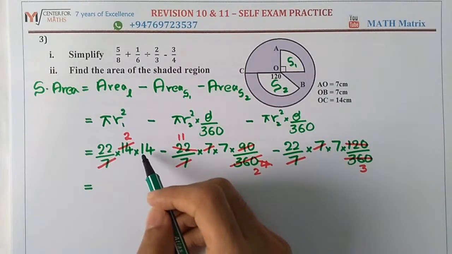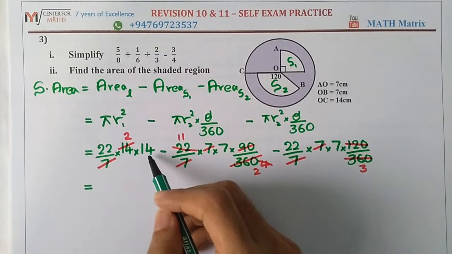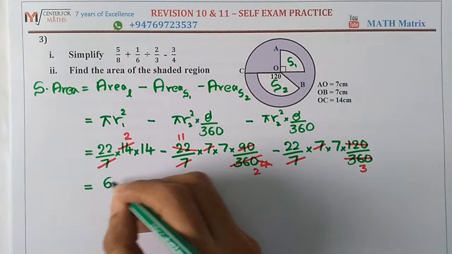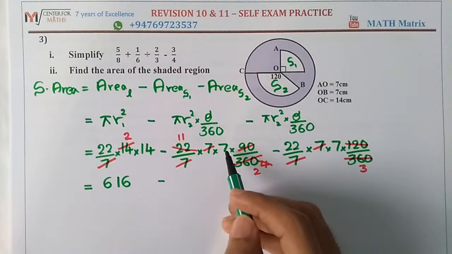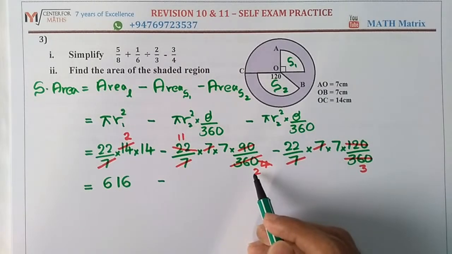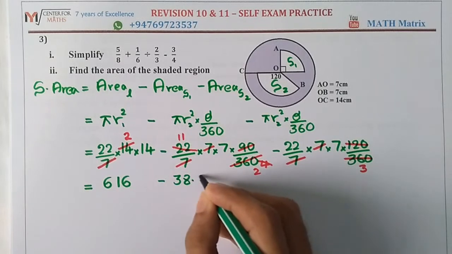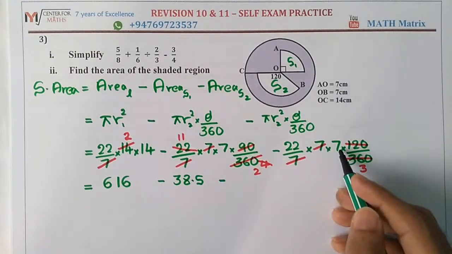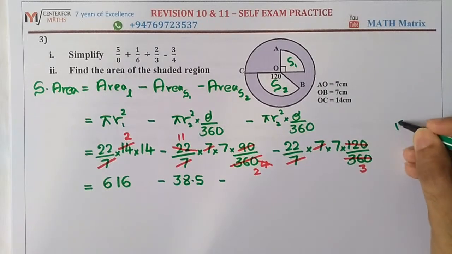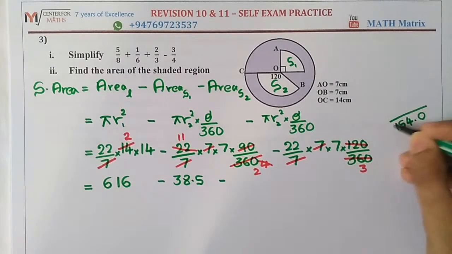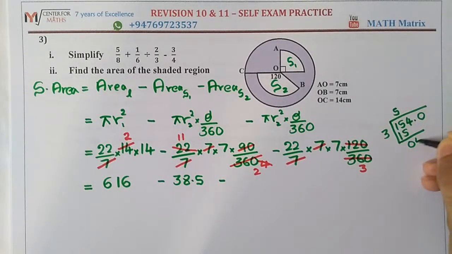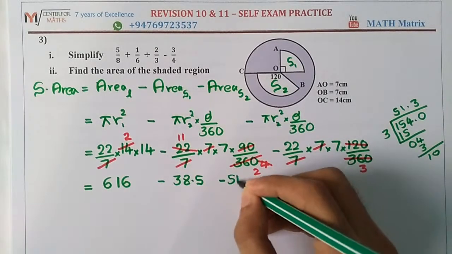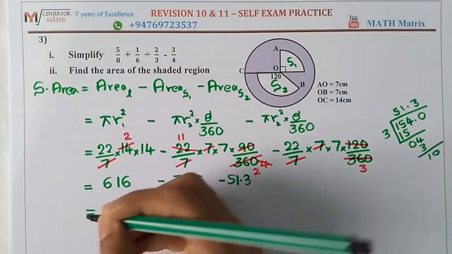So 22 into 14. 22 into 14 is 308. 308 if we multiply by 2 we will get 616. Okay. So here the multiplication, 11 sevens are 77. So now we have to divide by 2. Then the answer is 38.5. So the last one, 2 and 11 sevens are 154, and now we have to divide that by 3. So we'll divide this and see, 154. I'm going to find the first decimal place, and now we'll divide this by 3. In 4, how many 3s are there? 1. In 10, how many 3s are there? 3. So 51.3.